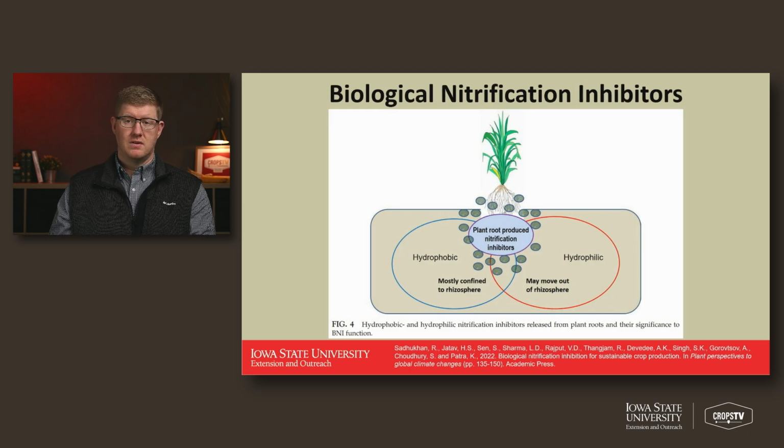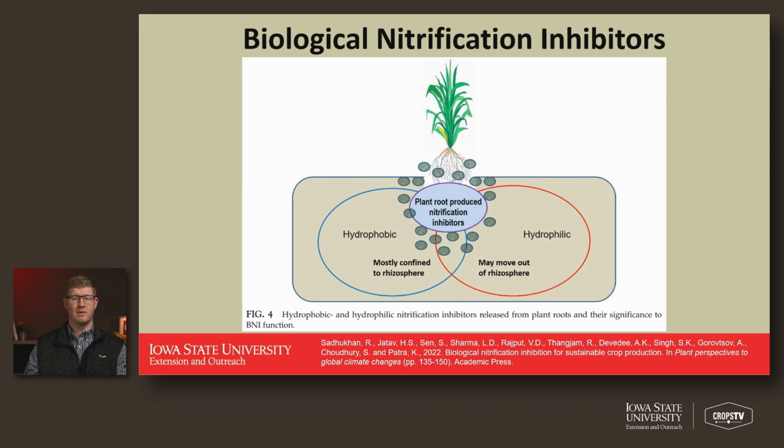So biological nitrification inhibitors. As I mentioned, I'm not going to spend a lot of time here. And there's a couple of reasons for that. Number one is because there's just not a lot of information available on these. And the second is that there's just not a lot to be said here. So the easy way to describe what these are is that they are chemicals that are exuded by different plant roots, which exhibit some level of nitrification inhibition.